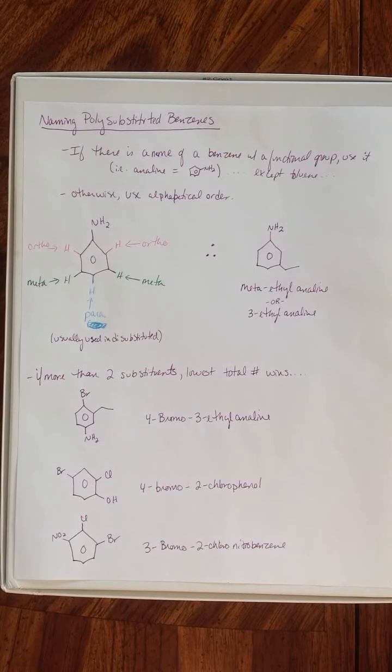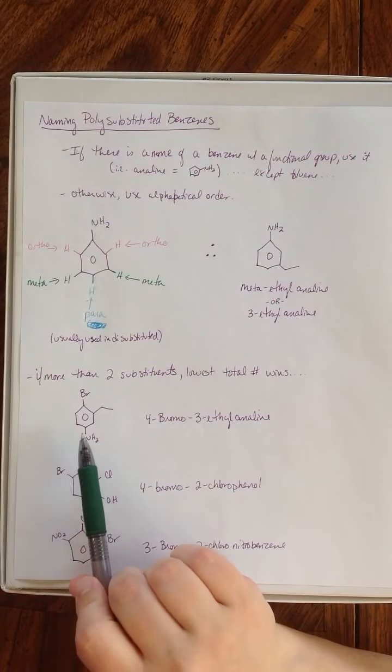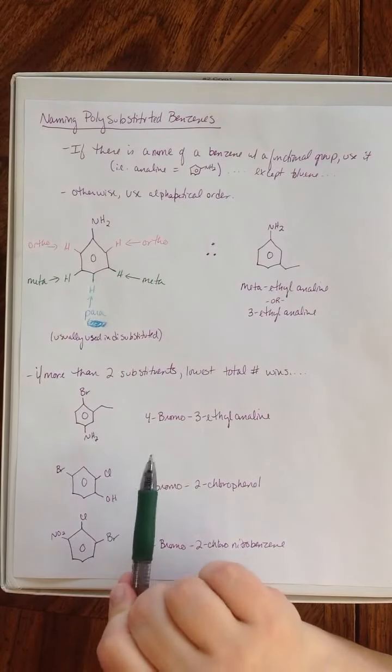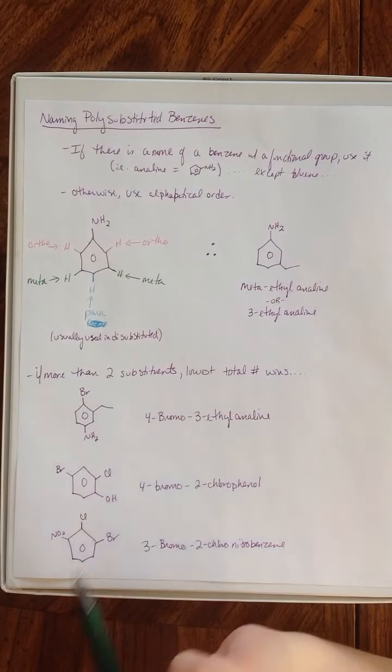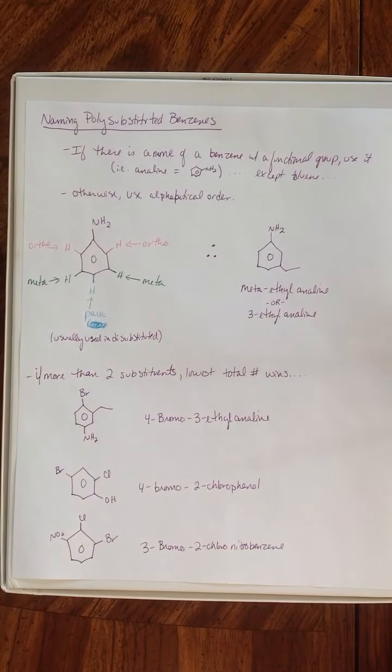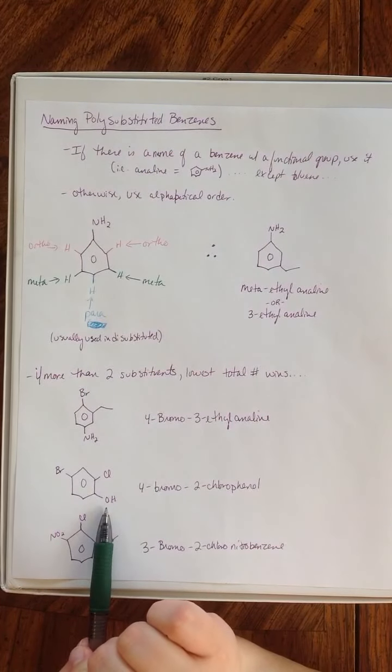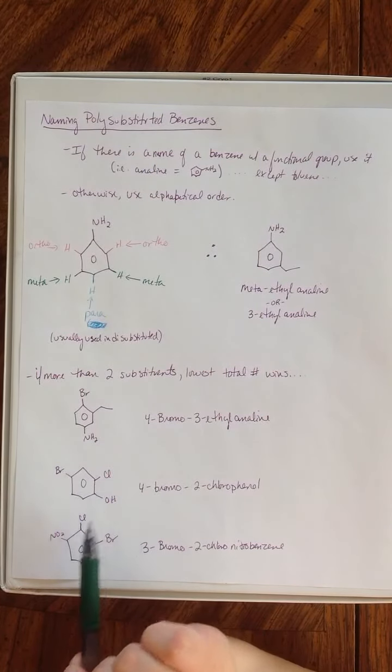If you have more than 2 substituents, you would use the lowest total number as we've seen before. So if this is our aniline, we would go 1, 2, 3, 4, not 1, 2, 3, 4, 5, right? So this becomes 4-bromo, 3-ethyl-aniline. And once you get to a tri-substituted benzene, usually we keep that separate from the ortho-meta-para. This would be 4-bromo, 2-chlorophenol, because phenol is our major substituent here.